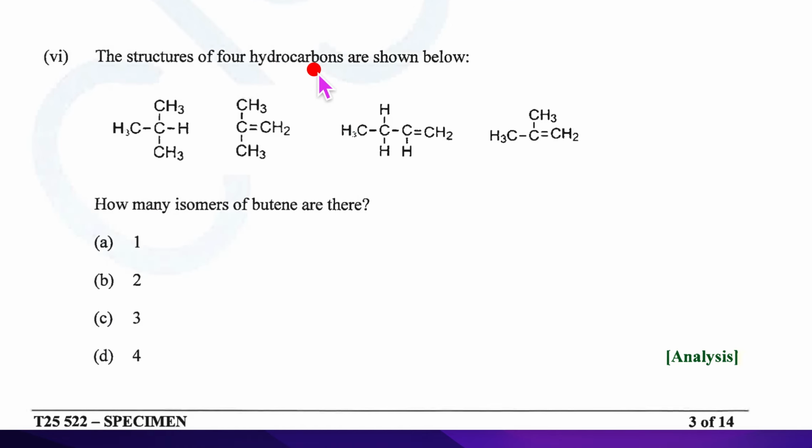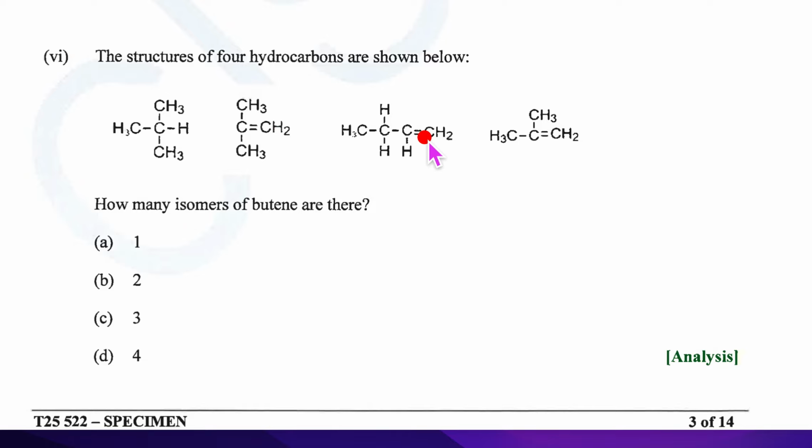4 hydrocarbons are given here. How many isomers of butene are there? Now butene over here, this is not butene because there's no double bond. There's a double bond here. So this is the first carbon, second carbon. And then if you take a straight chain like this, it is a bent chain this way. So it will be 1, 2, 3, and it will be 2-methyl butene.